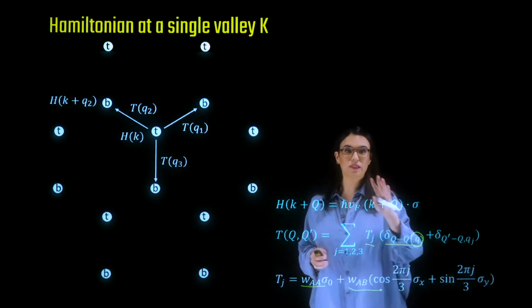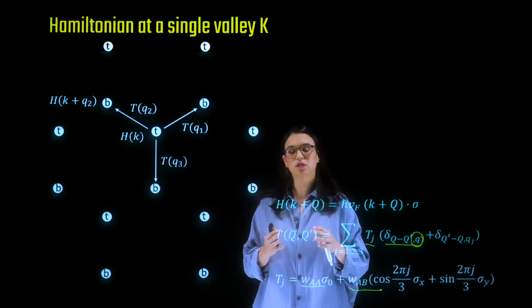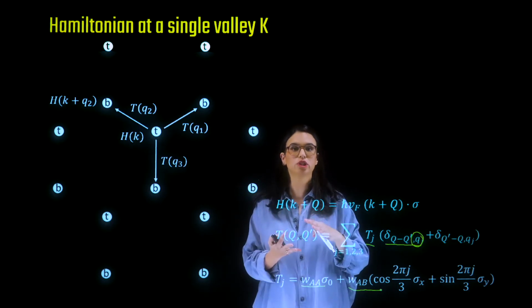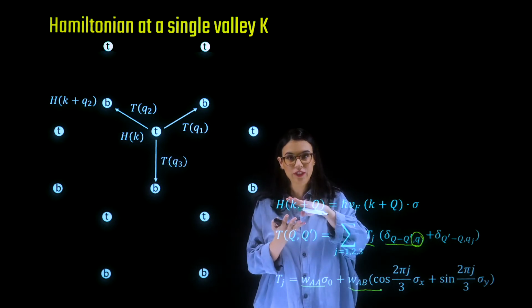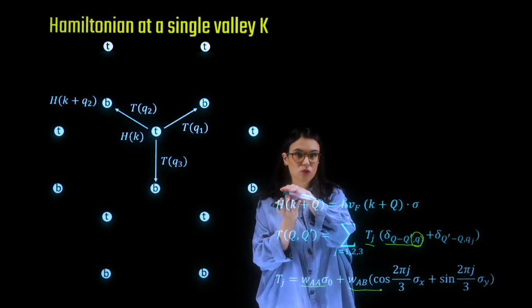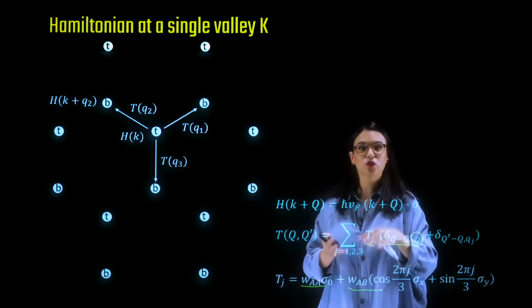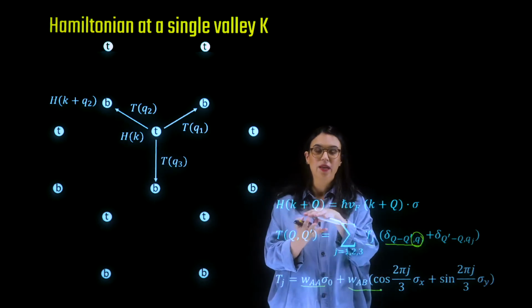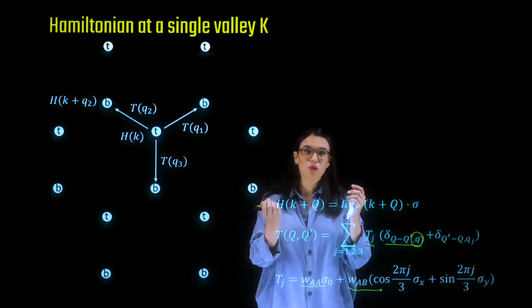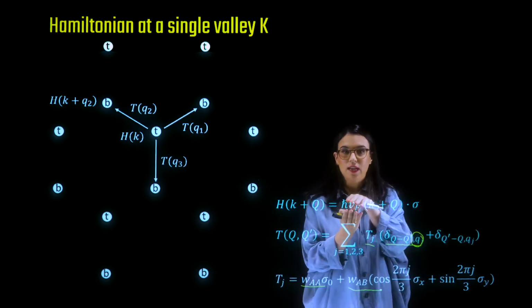We see that there are two main terms, one that is diagonal in sigma space, and this term is relevant for those regions of the twisted bilayer graphene where the graphene layers are perfectly stacked on top of each other, so the AA regions, and the AB regions where there's a Bernal stacking of the top and the bottom layers.